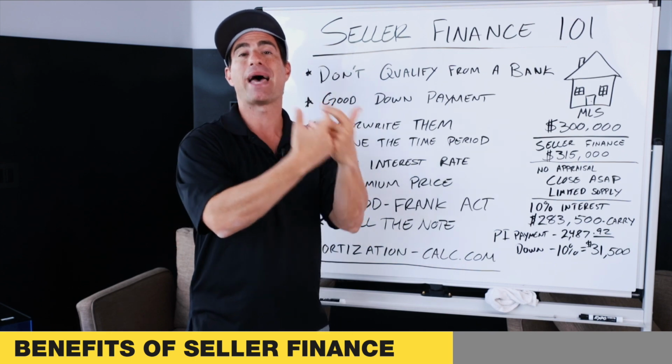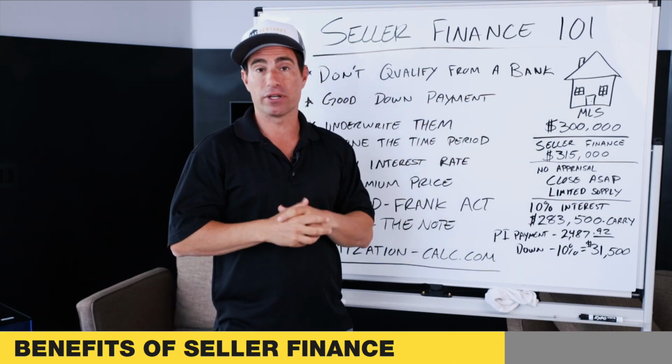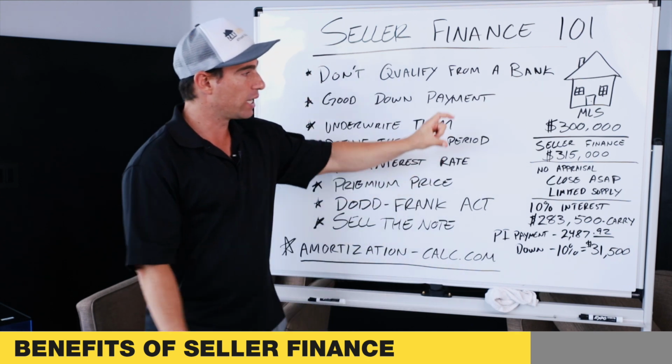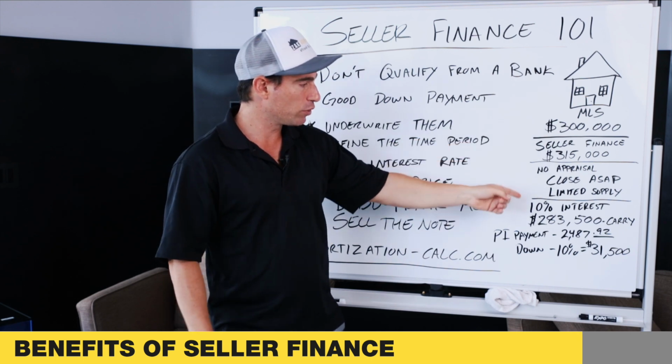So it's a very good passive investment. This works out really well if you don't want to be a landlord and you just want to sell properties and get an annuity of income. You're getting a high interest rate. Again, for me, I'm charging, let's say, 10%. In this example, you'll see how it works out.